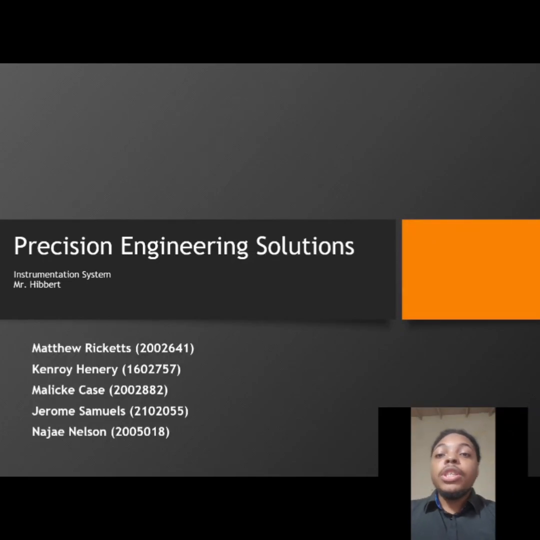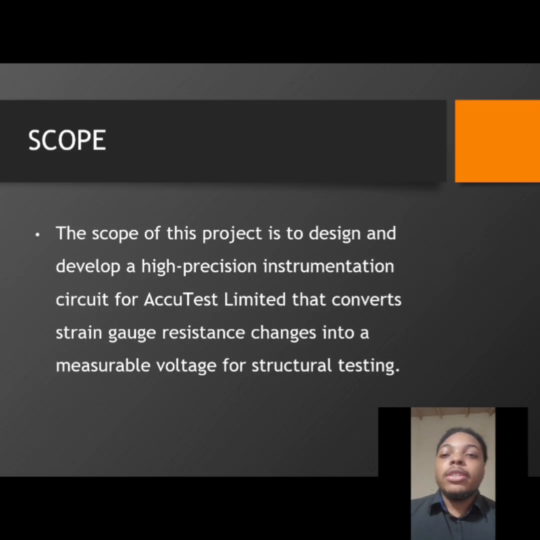This is Precision Engineering Solutions, consisting of myself, Matthew Ricketts, Kenroy Henry, Malicke, Jerome Samuels, and Najay Nelson. Let us get into the scope of this project. The scope of this project is to design and develop a high-precision instrumentation circuit for Ricketts Limited that converts strain gauge resistance changes into a measurable voltage for structural testing.